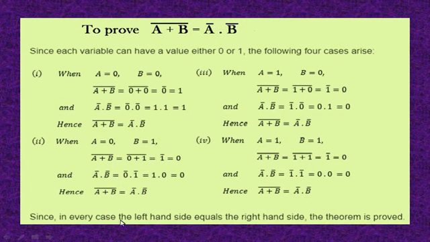Since in every case the left hand side equals the right hand side, the theorem is proved. In this way you have to prove the theorem. First you have to write the statement of the theorem, then the Boolean equation of the theorem, then the diagram, then write the truth table, and finally you have to prove all these cases with the help of the truth table. Understood all of you? Now let us see De Morgan's second theorem.